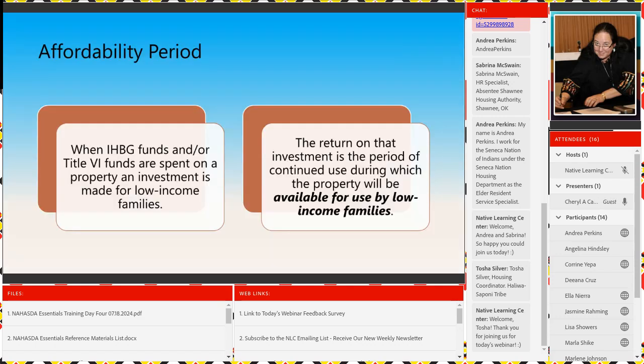So your affordability period, when your block grant funds or your Title VI funds are spent on a property, an investment is made for low-income families. The return on that investment is your period of continued use during which the property will be available for low-income families.